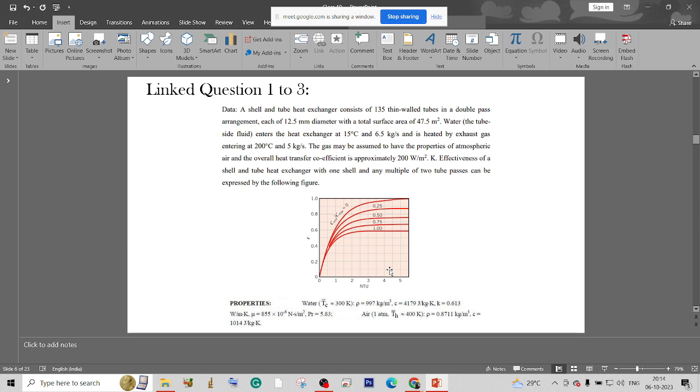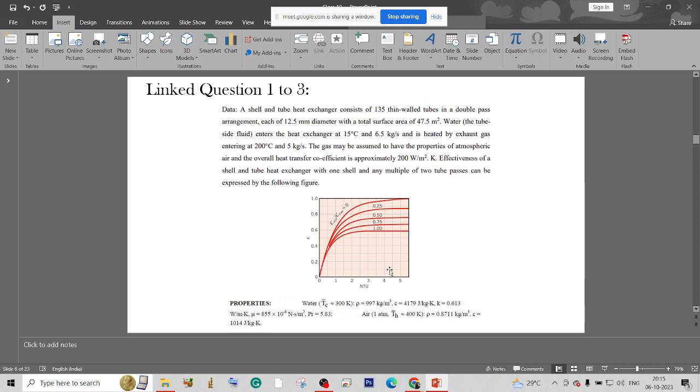First of all, NTU we can calculate. The area is already given. So from calculating the minimum heat capacity, we can easily calculate the NTU, and from NTU and heat capacity ratio, we can calculate the effectiveness. And from the effectiveness, which is the actual heat flow to the maximum heat flow, if we take only the hot fluid, and the inlet temperature of the cold fluid is also given, we can easily calculate the hot fluid outlet temperature, right?